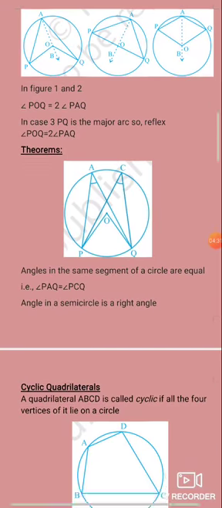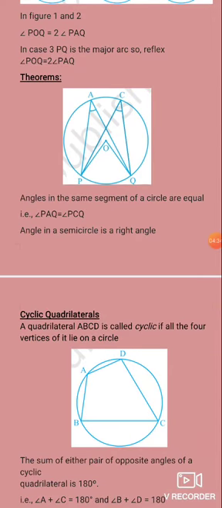Now listen carefully. The next topic is the cyclic quadrilateral. A quadrilateral ABCD is called cyclic if all the four vertices of it lie on a circle. So listen carefully. In this figure, all vertices of the quadrilateral ABCD lie on the circle. So the quadrilateral ABCD is called a cyclic quadrilateral.